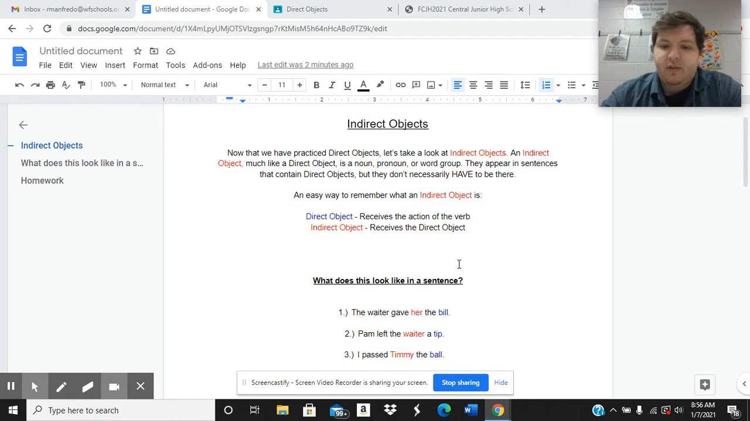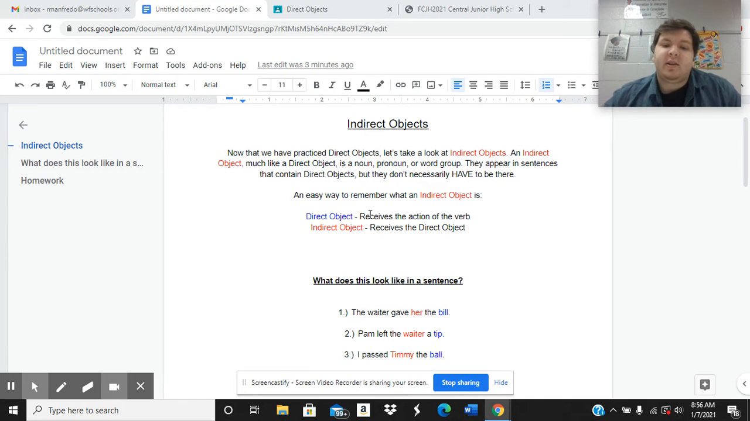I have a little trick that I want to teach you guys as to how to memorize how to find an indirect object. The first rule is you need to know that a direct object receives the action of your verb. So if you throw a basketball, your basketball is the thing that's receiving the action. It's the thing that's being thrown. It's your direct object. If I throw little Jimmy the basketball, the person that is receiving the direct object is your indirect object.